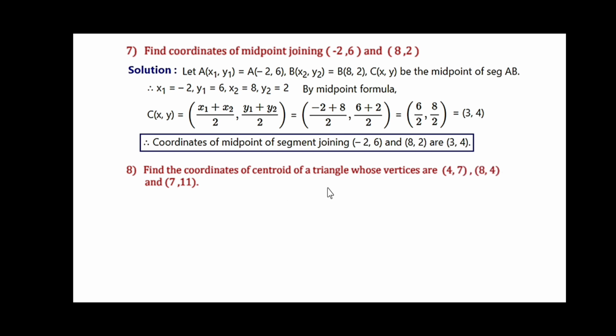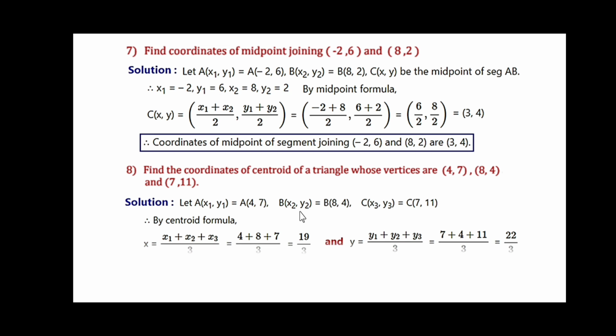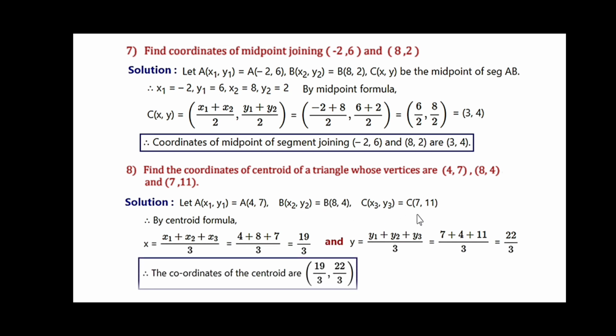Now, find the coordinates of the centroid of a triangle whose vertices are (4, 7), (8, 4) and (7, 11). So friends, here let A (x1, y1) be (4, 7), B (x2, y2) be (8, 4) and C (x3, y3) be (7, 11). By using the centroid formula, the coordinates of the centroid of this triangle will be (x, y). We will find first x is equal to (x1 plus x2 plus x3) divided by 3. Now we put the values: 4 plus 8 plus 7 divided by 3.